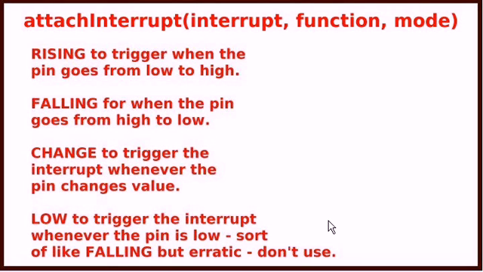Then they have a fourth one called low. I tested it. It's erratic. Don't use it. I don't see the use of it. It sort of acts like falling, but it's really erratic. I don't see the purpose of it.